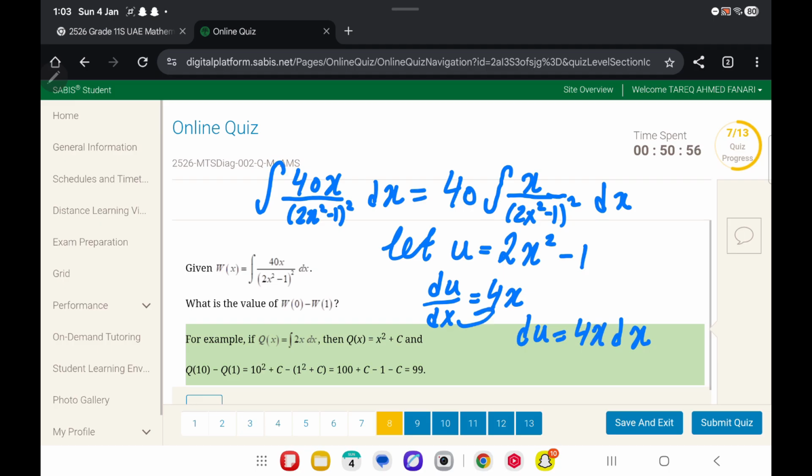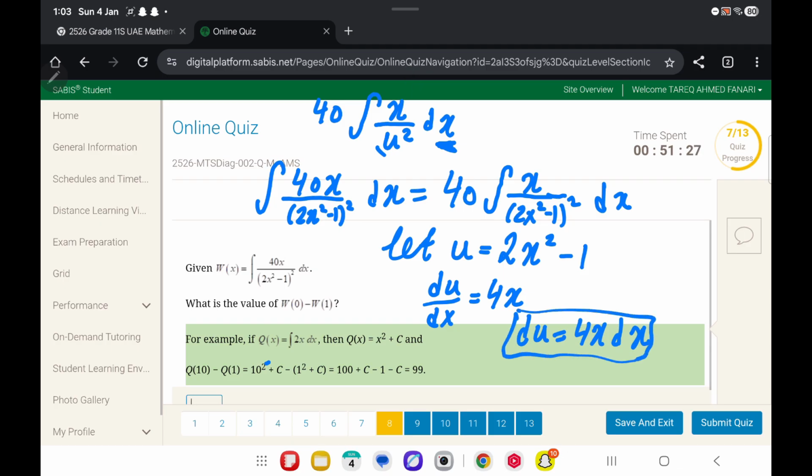So what does that mean? Now I can completely change my integral. So I'm going to write it up here now. 40 integral x over u squared dx. Now, here, this is weird, right? I have x, I have u, but my integral is with respect to x. So I can make it with respect to u. Now, I have x dx. I need 4x dx. What do I do? I multiply by 4 on the inside, right?